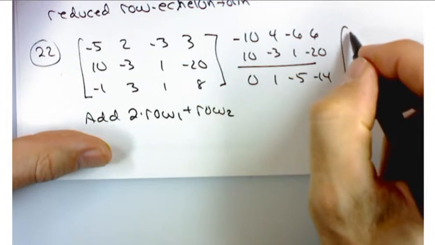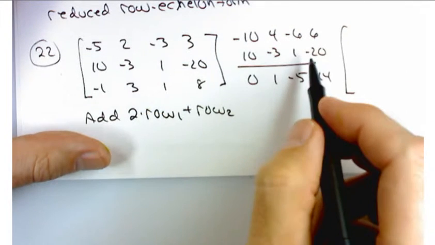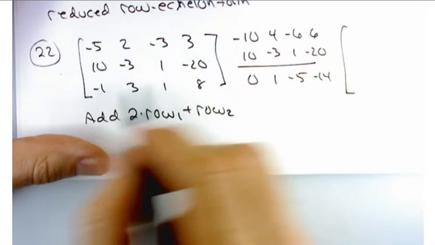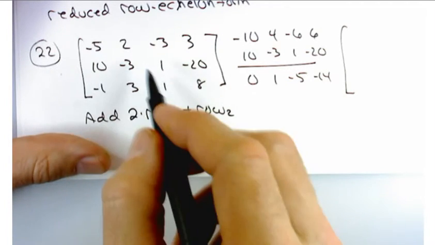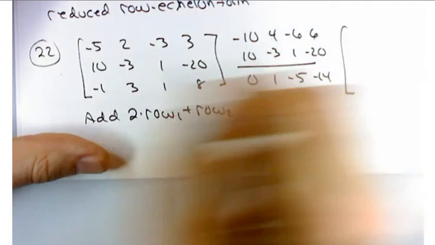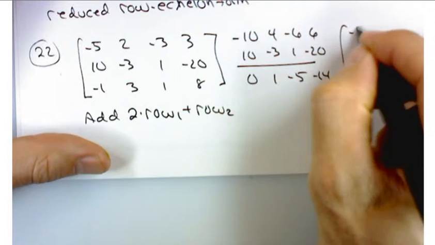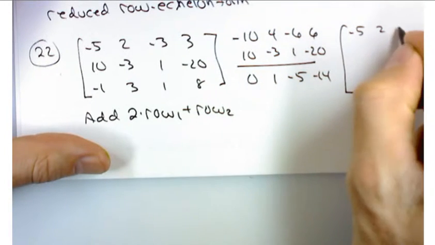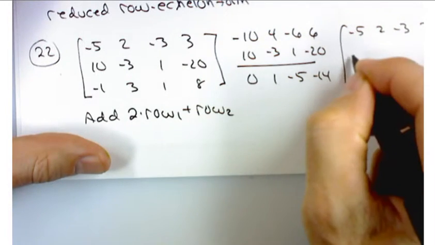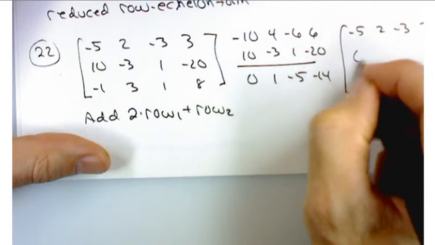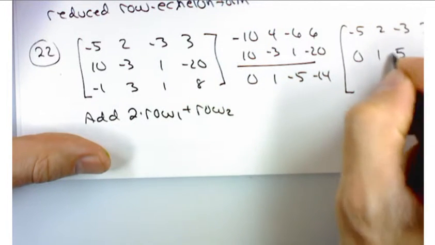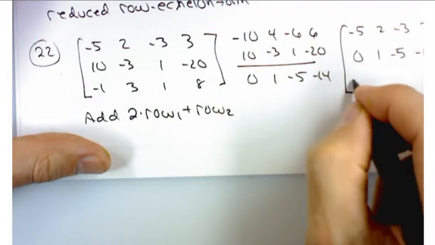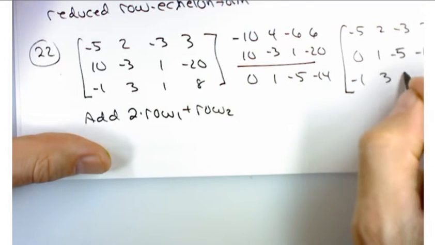So, did I change the first row? No. I didn't change the first row. I didn't change the third row. I just changed the middle row. So it would be -5, 2, -3, and 3. And my new second row, 0, 1, -5, -14. And the last row hasn't changed.